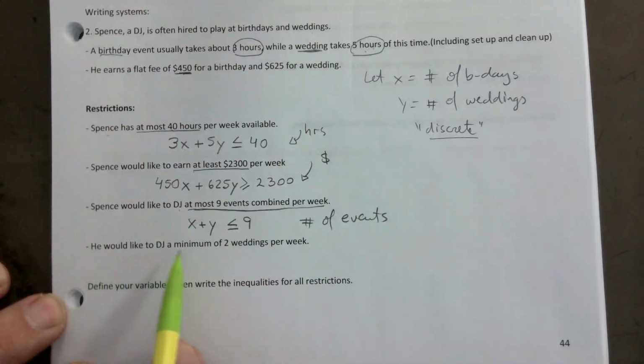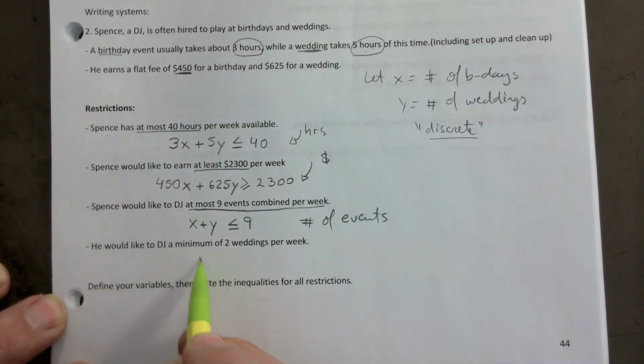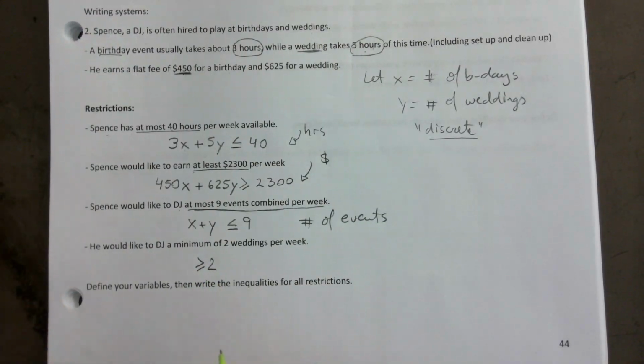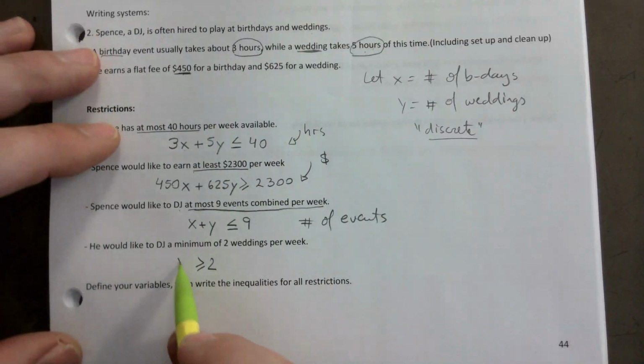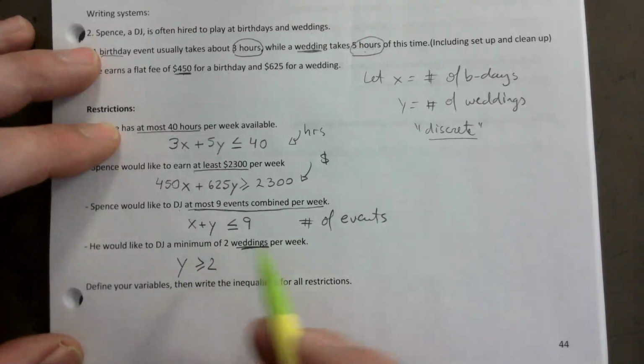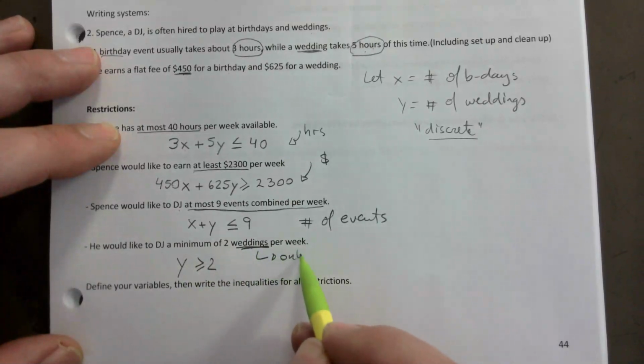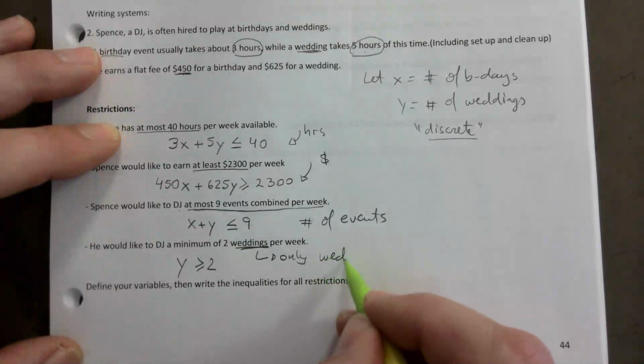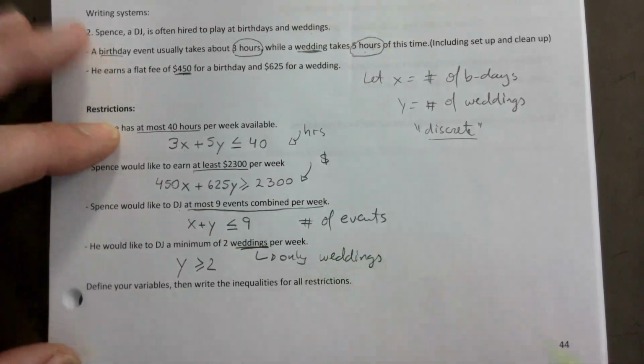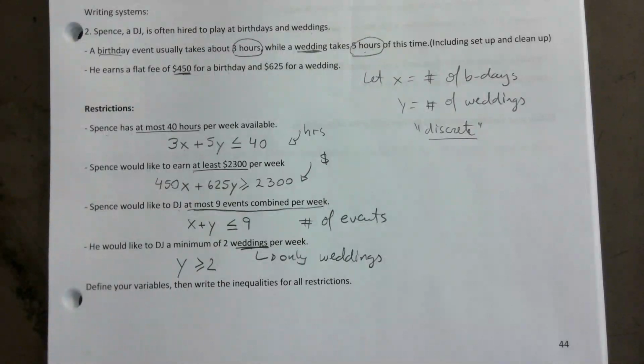He would like to DJ a minimum of 2 weddings per week. A minimum of 2 means it's like that, correct? And we're talking weddings only. So what variable would you use? Y only. Only weddings, right? And so it's not talking about combined, it's just talking about weddings specifically. So it's just a Y.